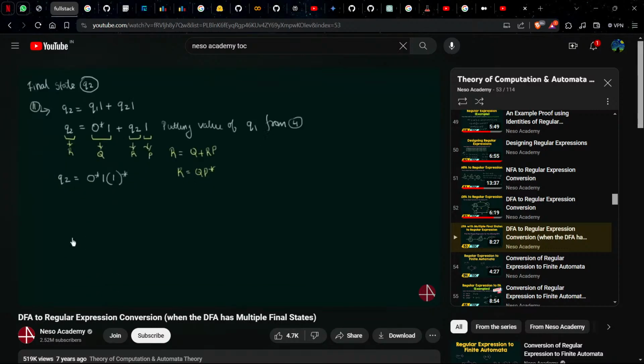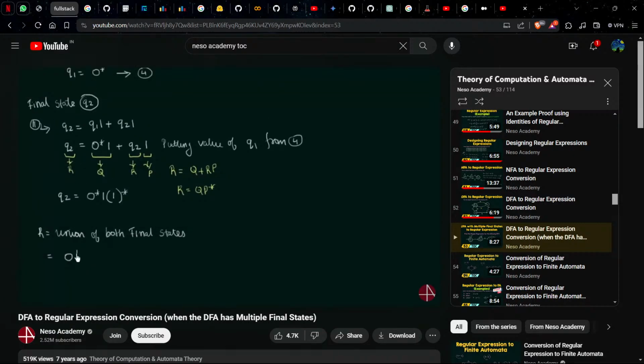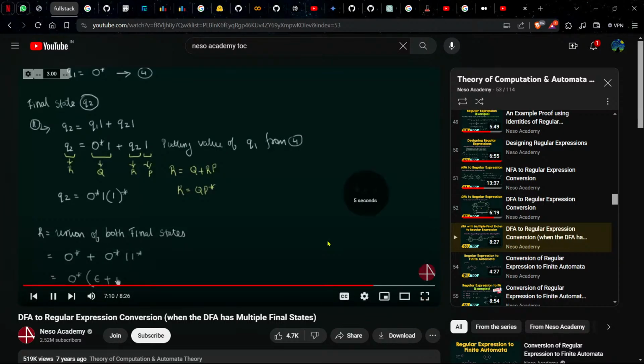So we have two final states, q1 and q2. When we have two final states, the regular expression will be the union of both. The first final state was q1, whose expression we got to be 0 star. Union means plus. The second final state was q2, and we got the expression 0 star 1 1 star. So this can be written as 0 star 1 1 star, with the 1 1 star put here.